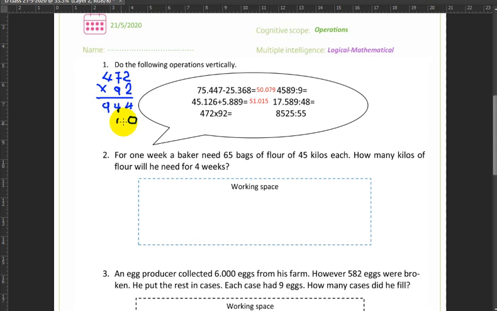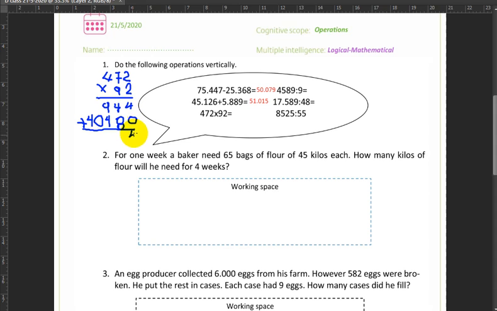9 by 2 makes 18. 9 by 7 makes 63, plus 1 that I carried over, 64. 9 by 4 makes 36, plus 4 that I carried over, 40. Add up.